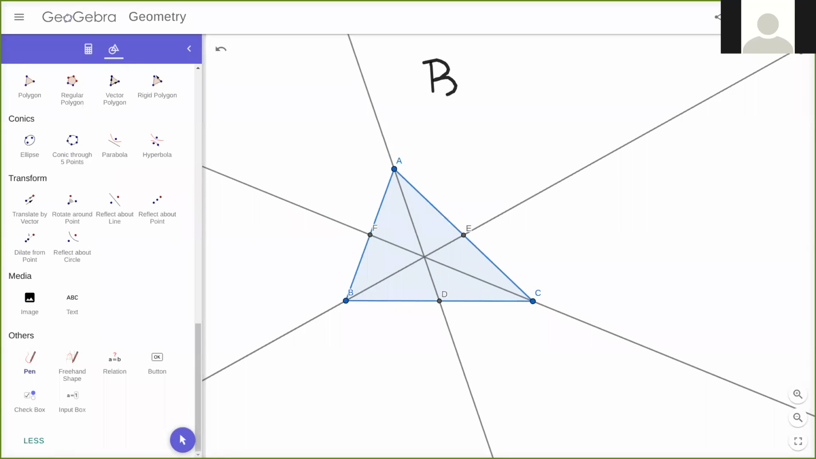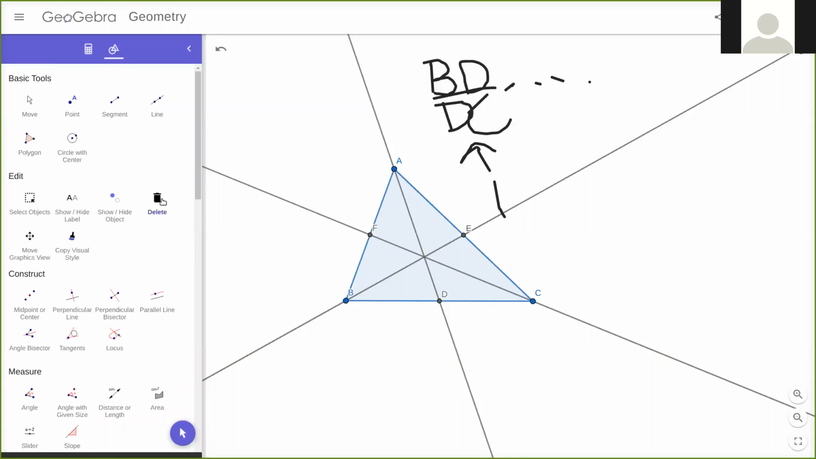So if we do Ceva's theorem, BD over DC times all that stuff. Well, BD over DC. Notice that D is the midpoint of BC. So BD is equal to DC. So this is just 1. So it's 1 times 1 times 1, and all that multiplied equals 1. So we have that they're concurrent.